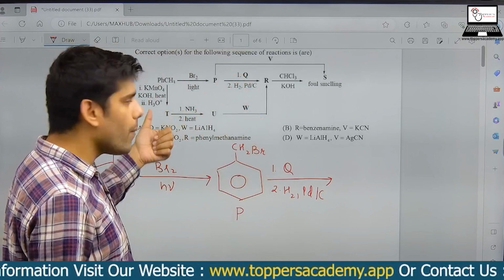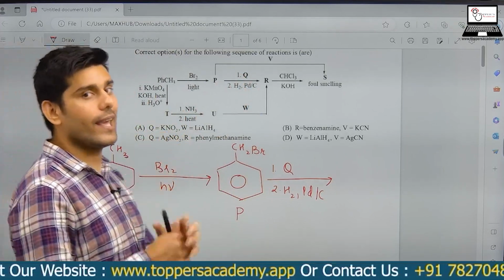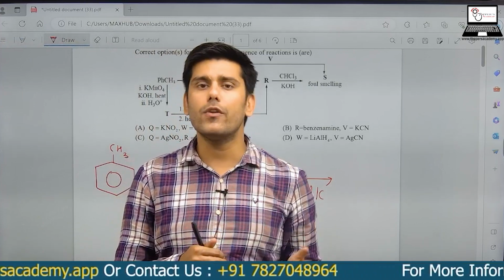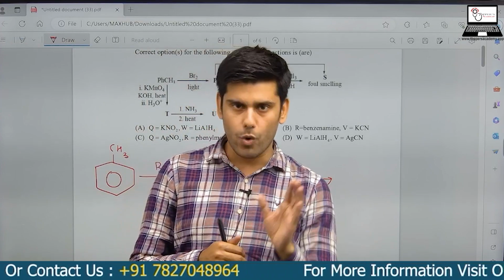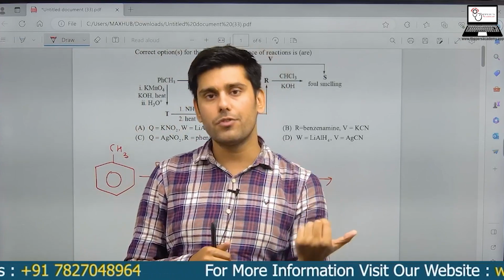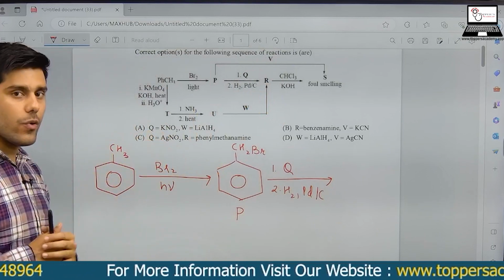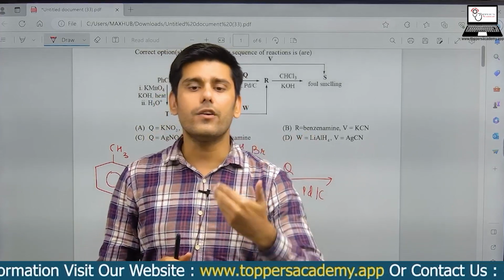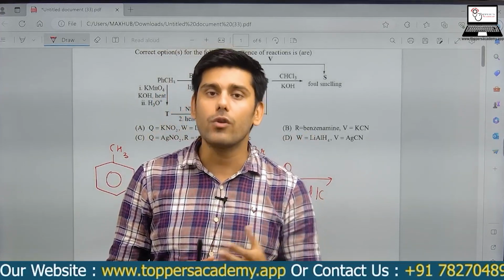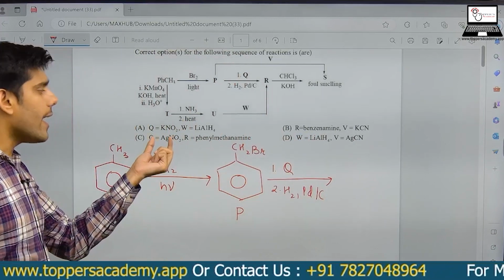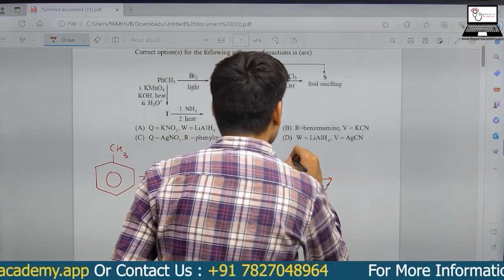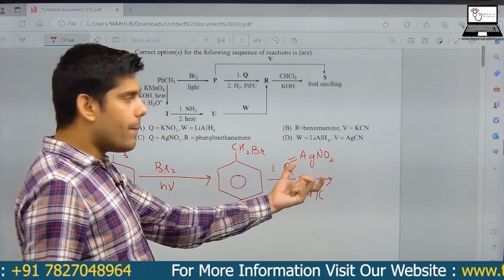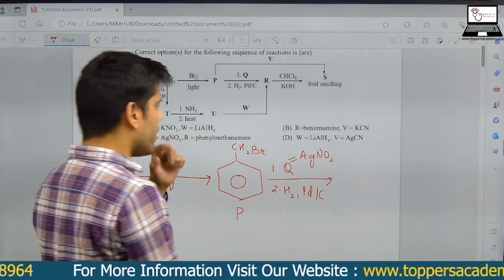So Q, if we see from A and C options, A is KNO2. We know that when we treat RX or alkyl halide with KNO2, what we get is alkyl nitrite, ONO, as the ONO substitutes the halide. Whereas in AgNO2, because O is already forming the bond with Ag, we are left with the nitrogen end as the nucleophilic end. So we get nitro compound in the case of AgNO2. So this Q needs to be AgNO2. If it is AgNO2, we get a nitro compound, right? And after the reduction, we get the amine.